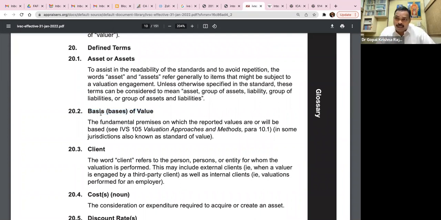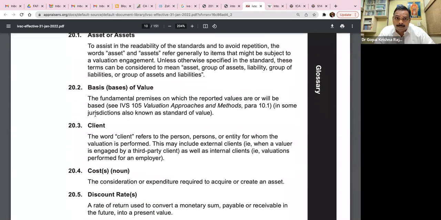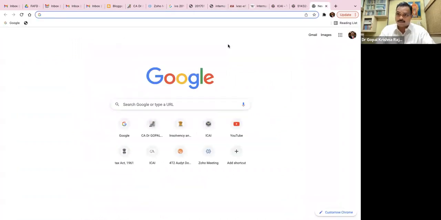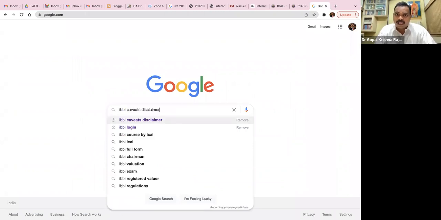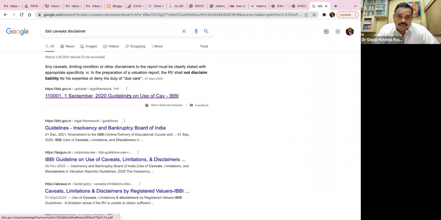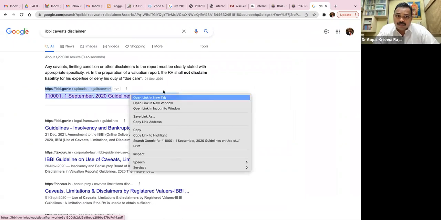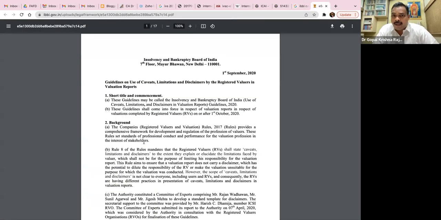Now you need to focus on one point here. That fundamental premises on which the reported values will be based. I want to bring it to your kind attention. Okay. So what is it? You have the IBBI caveat and disclaimer, which has been brought out on 1st of September 2020.